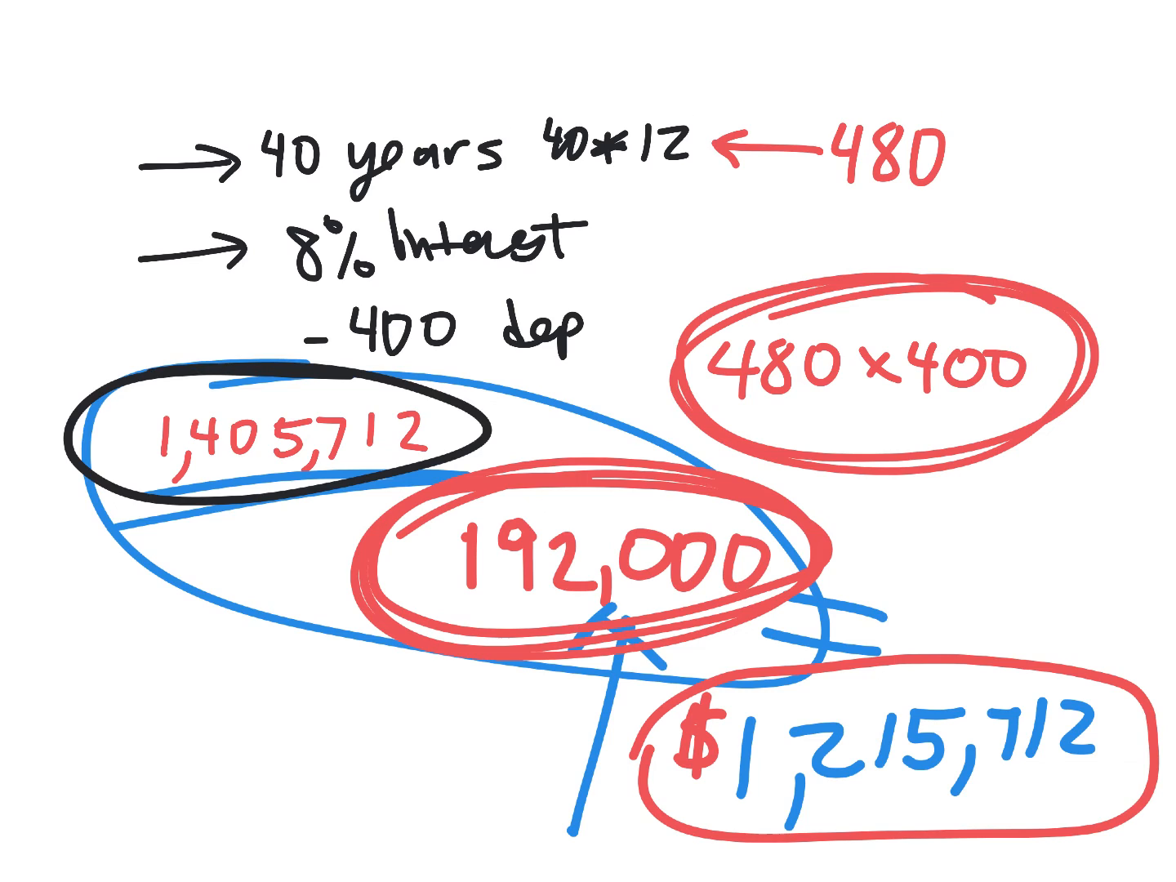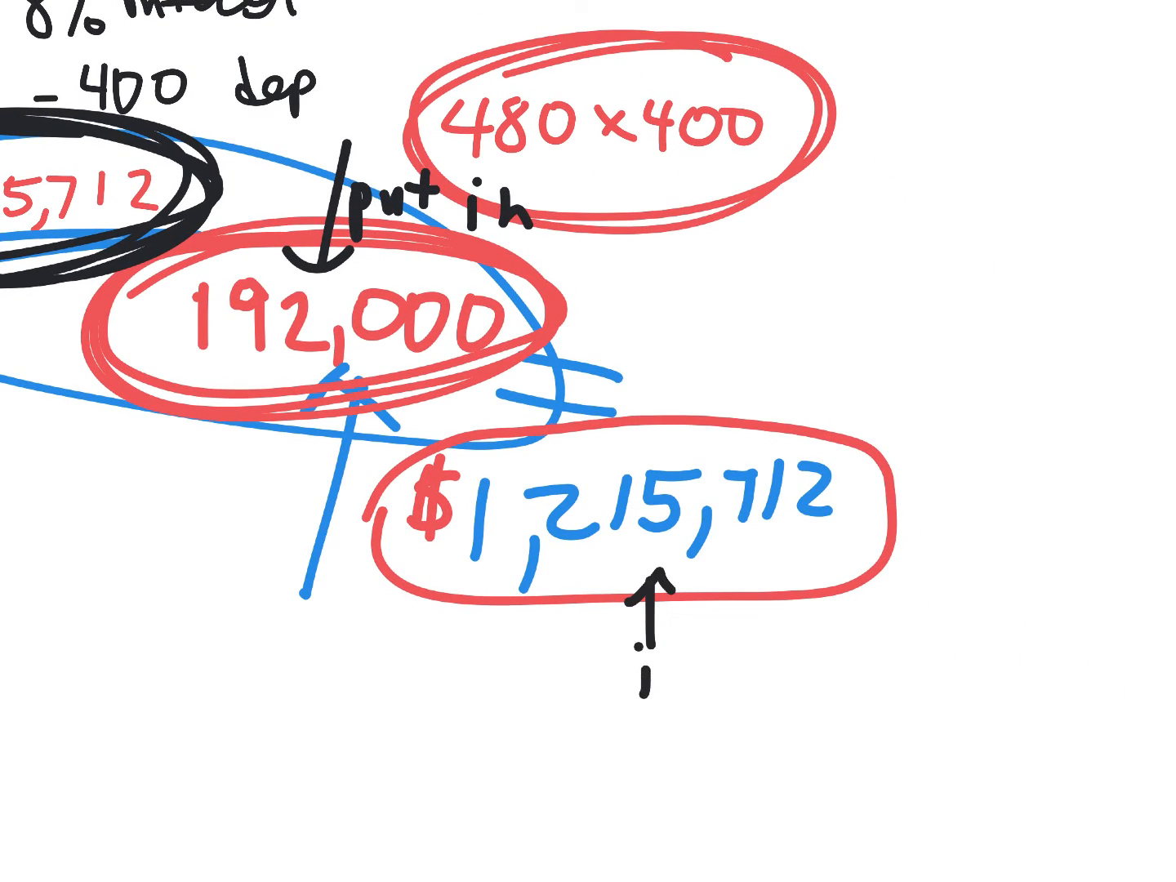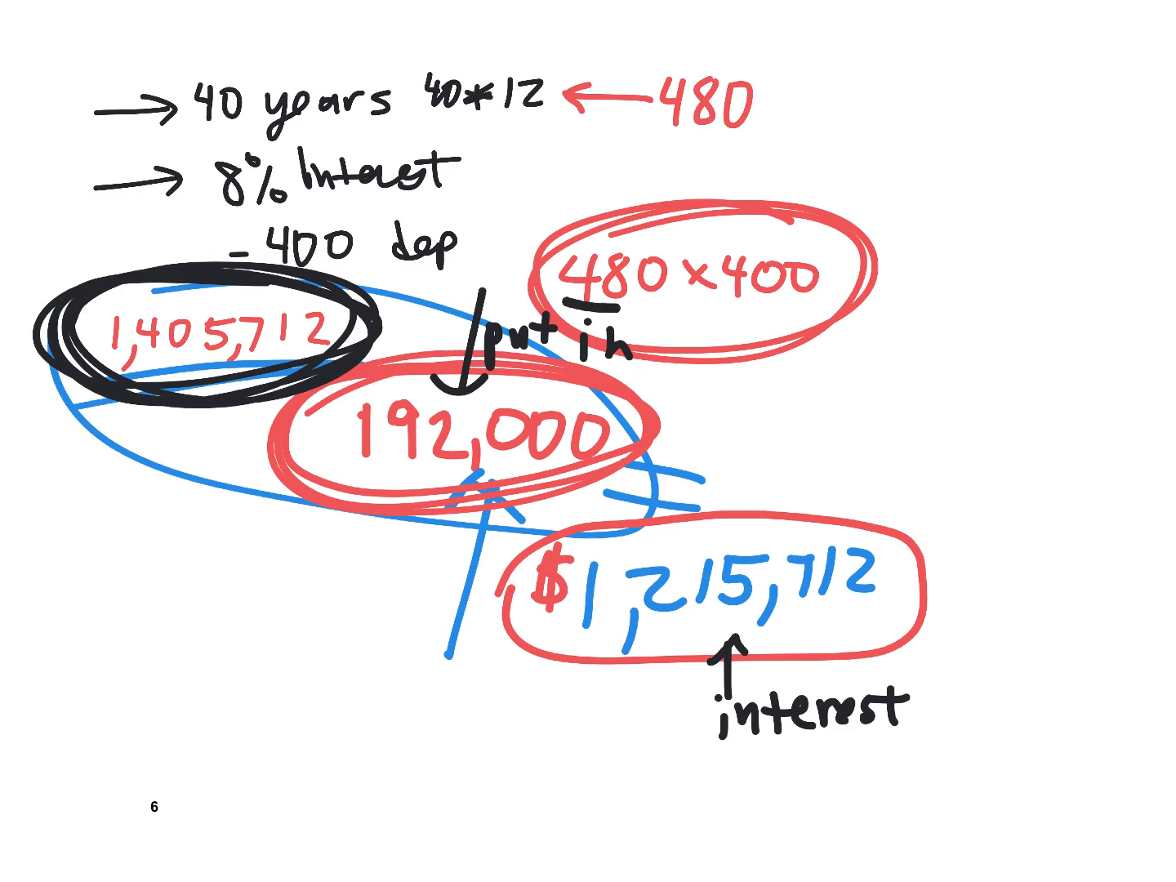Okay, so for those of you that just got lost there, this was the big number that we got at the end. That's how much money we had at the end of the problem. But this is how much we put in, and this is how much was interest. And they add up to the big number. How did we get this? We knew how many months we had deposited and how much we deposited each month. You just had to multiply those together. Okay? All right.